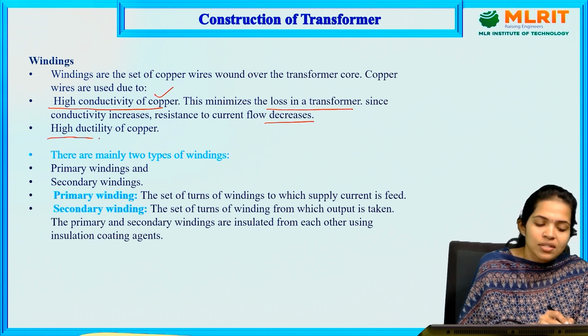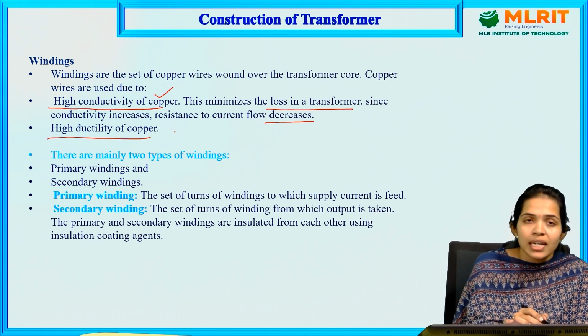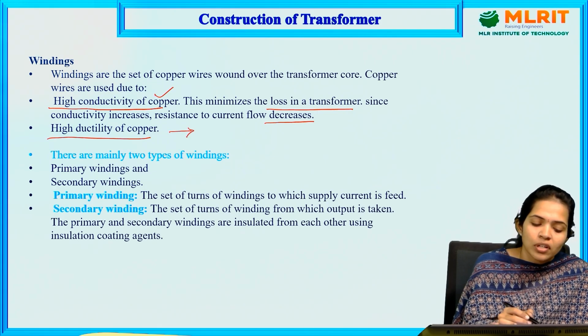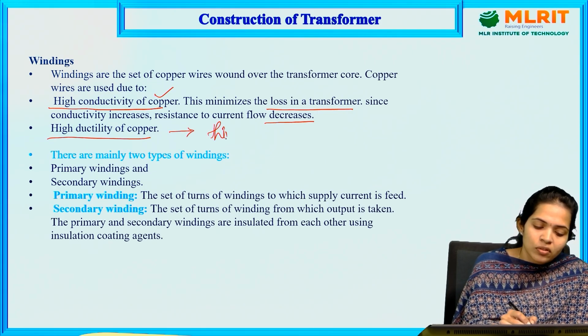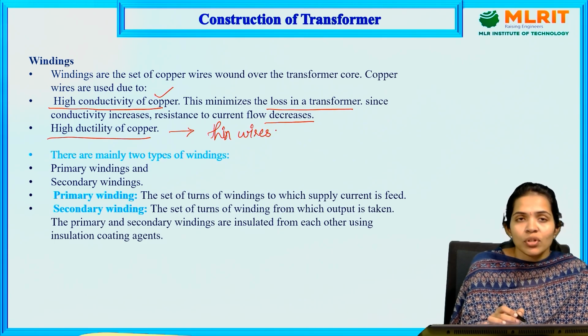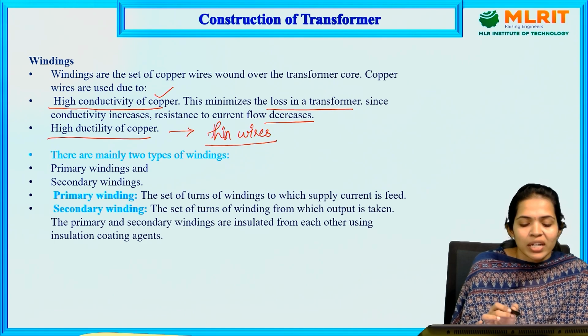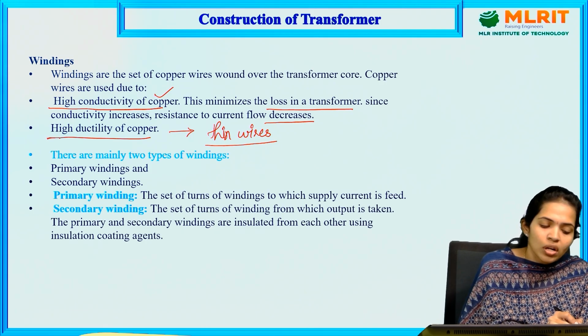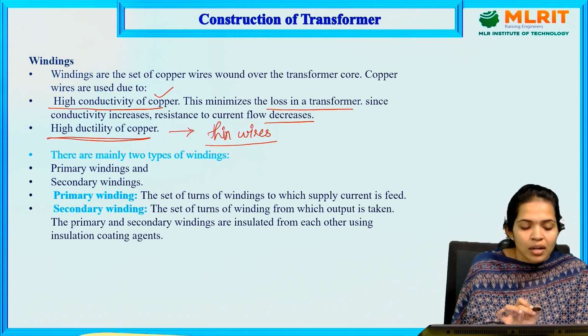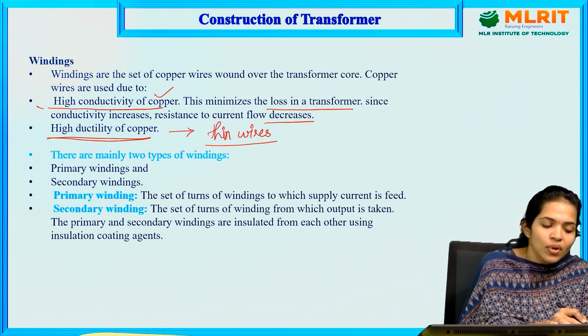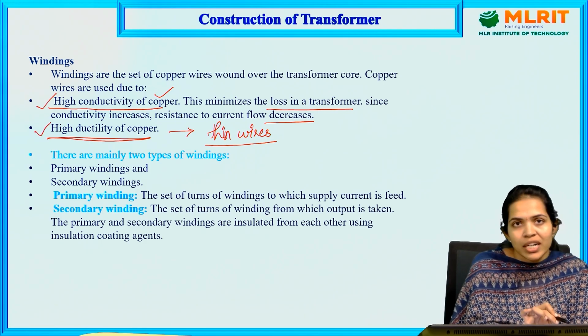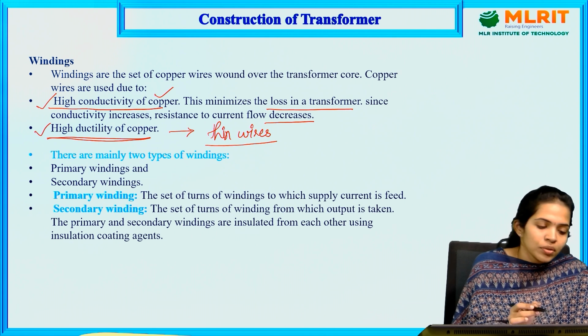The next reason is high ductility. Ductility is the property of making the material into thin wires. It can be drawn into thin wires to make the windings of the transformer. Compared to all other metals present, copper has high ductility. So these are the two reasons why we use copper as the winding material in the transformer.